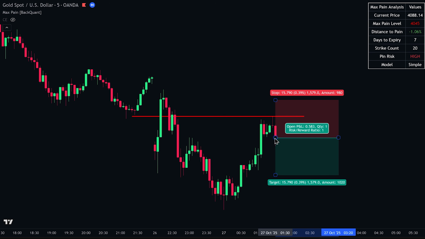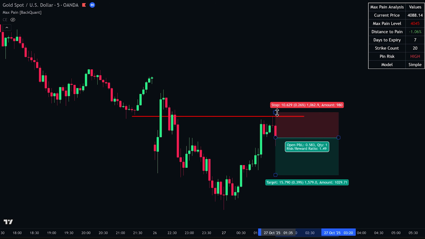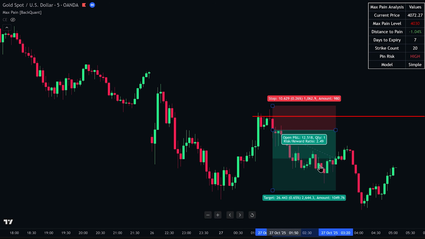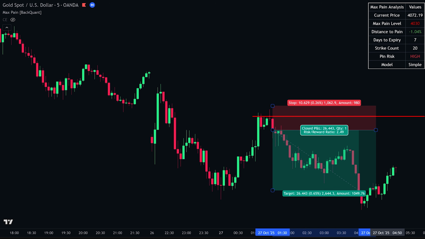Enter your sell at the close of the bearish rejection candle. Place your stop loss just above the highest wick that touched or slightly broke the max pain line. Set your take profit at the next support zone on the chart. When this setup works properly, you'll see price continue to drop away from the max pain level, often reaching your profit target quickly as market pressure pulls price lower.